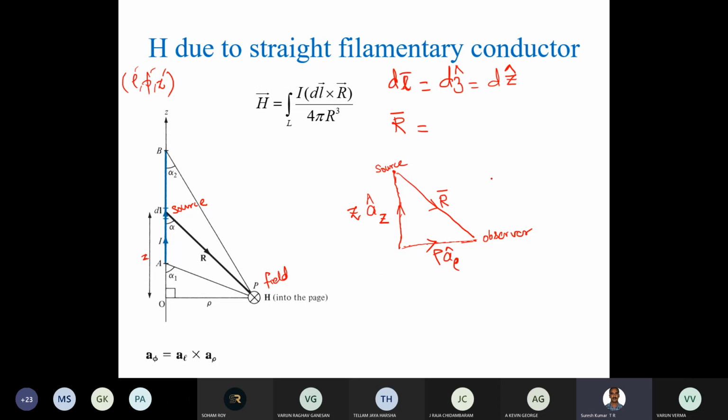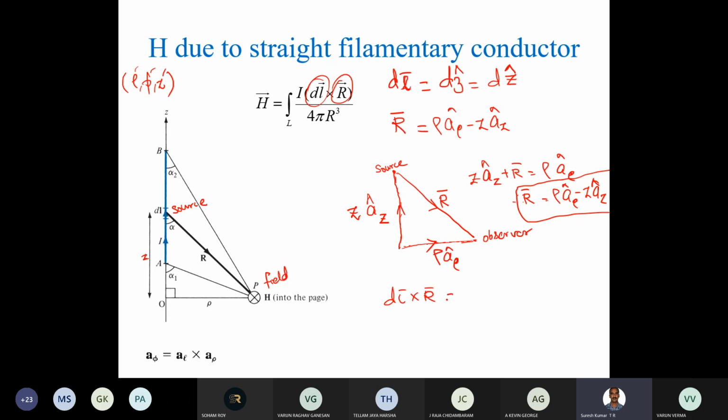Now write the equation. From this, by using the head-to-tail rule, you will write Z into AZ plus R vector is equal to rho into A rho. Therefore, R vector equals rho into A rho minus Z into AZ. So you got the equation for R vector. In the numerator we have dl vector and r vector. What is dl vector cross r vector? That you need to find. So this is the one additional step.